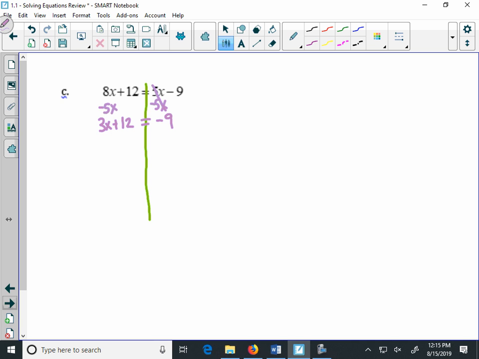Now what do I do with the 12, Reese? Subtract. Ignore that 3x. Negative 12 minus 9. Deborah, this is how I learn names. What's negative 12 minus 9?